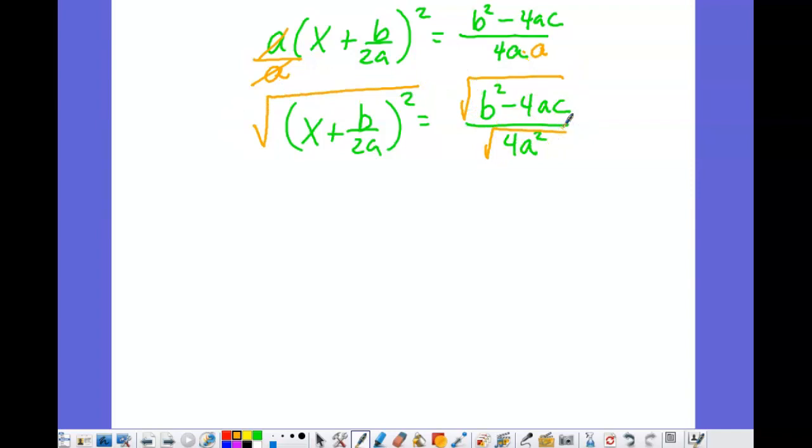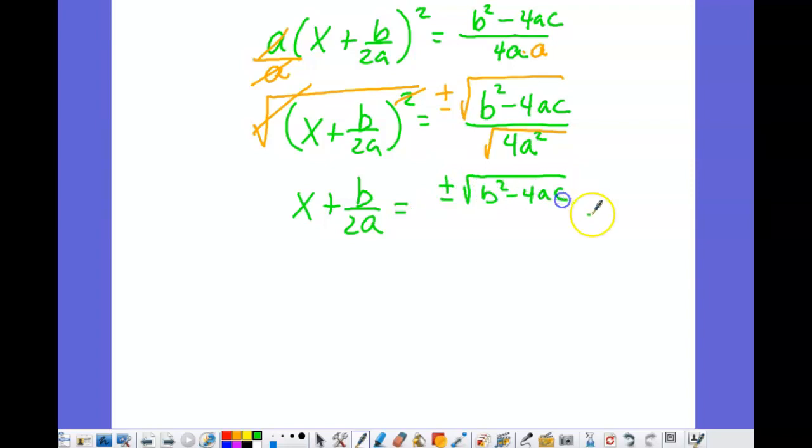The next thing that we're going to do is square root both sides. Square root the top and the bottom. Don't forget your plus and minus. This goes away like so. And so now on the top we have plus and minus this. On the bottom, well, the square root of 4 is 2. That's easy. And the square root of a squared is just a. So now we have plus and minus the square root of b squared minus 4ac all over 2a.